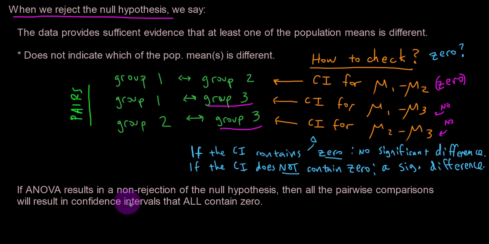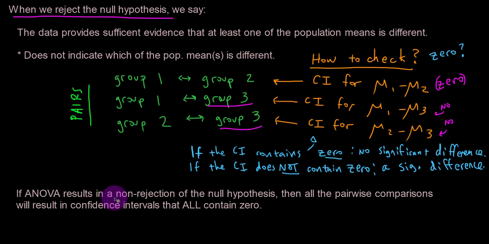that a non-rejection will still have all these confidence intervals to look at, but they would all contain 0. So I'm going to open up R and I'm going to get some data sets ready, and we'll see this play out.